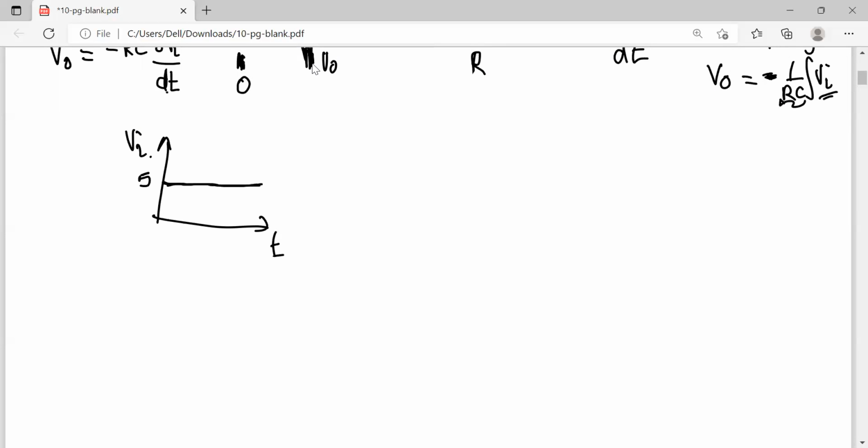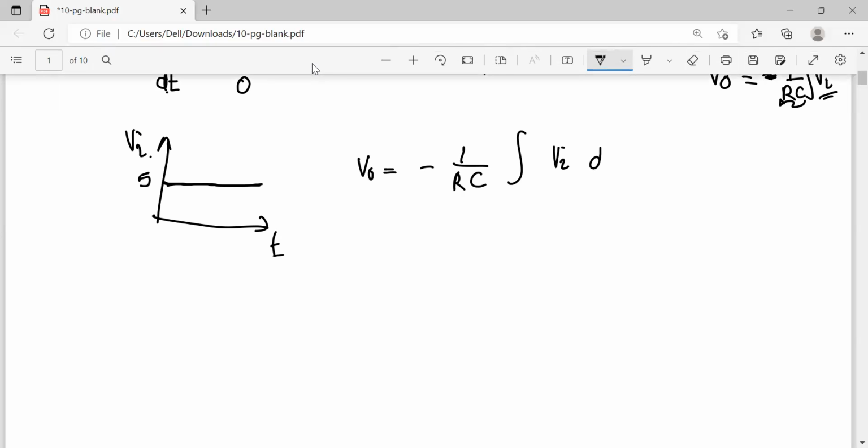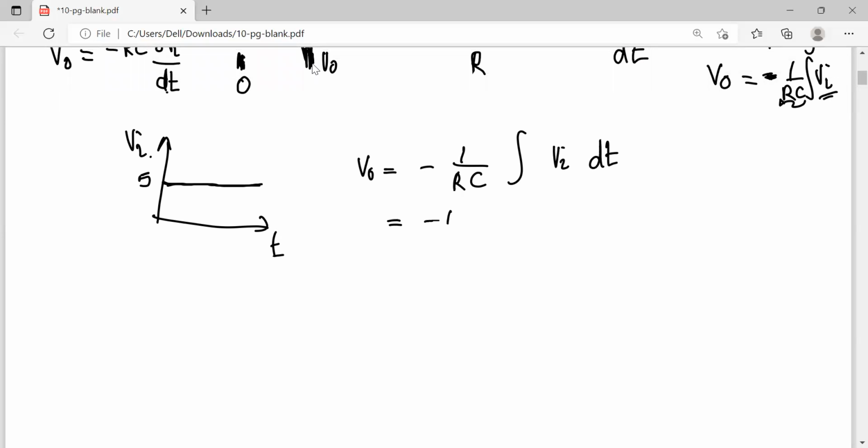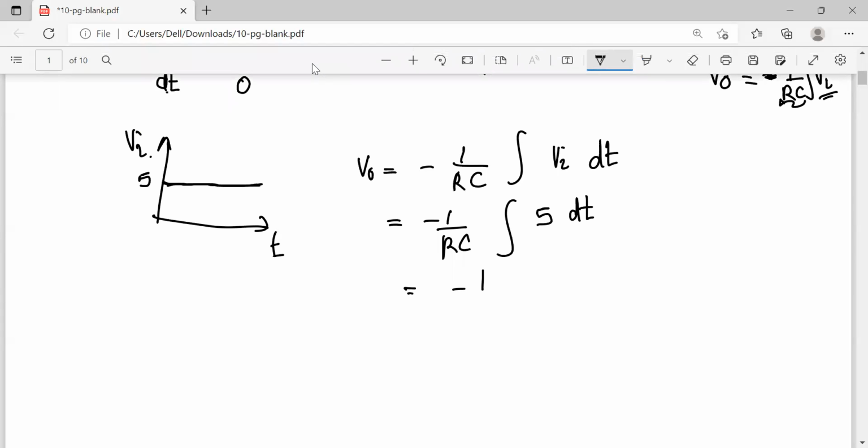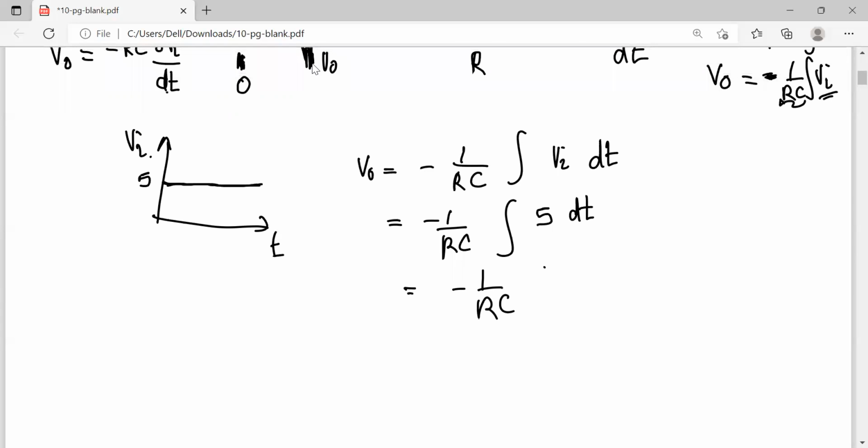This might be a question for you in the exam. If you memorize this equation, you will definitely get the output. For an integrator circuit like this, the output is minus 1 over RC, and they will provide this RC, times the integral of Vi dt. Here we know that Vi is 5, a constant, into dt. So if you integrate that, you are going to get 5t.